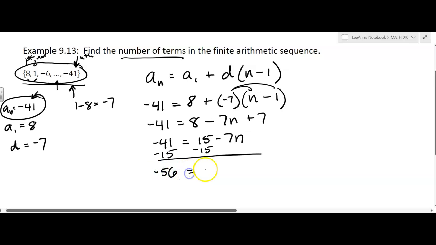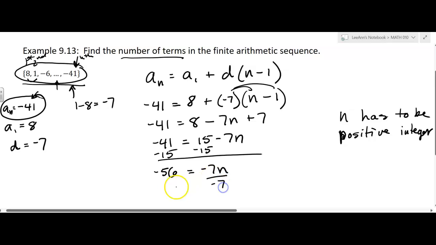-56. It also has to be positive. n has to be a positive integer. Okay, because it's telling you the number of the term, like first term, second term, third term. Okay, divide by -7. So apparently n is 8. That means there are 8 terms in the sequence. That sequence has 8 terms.